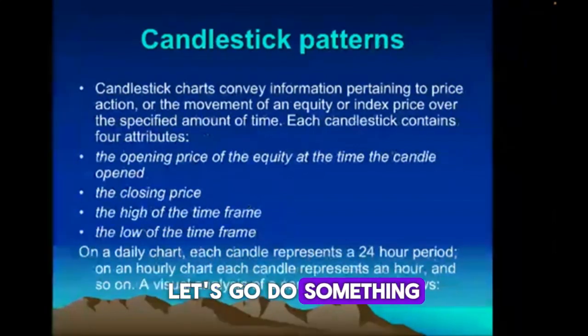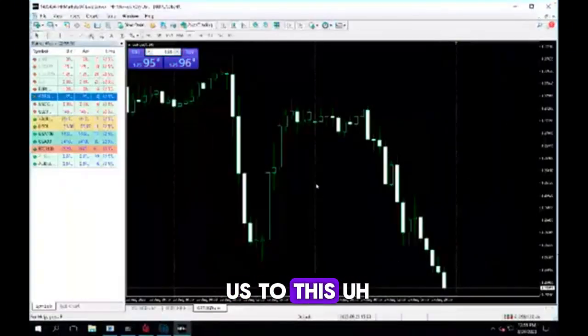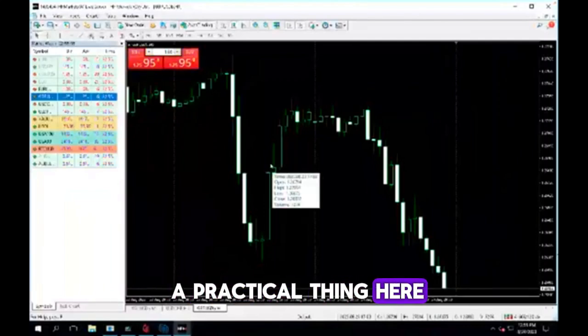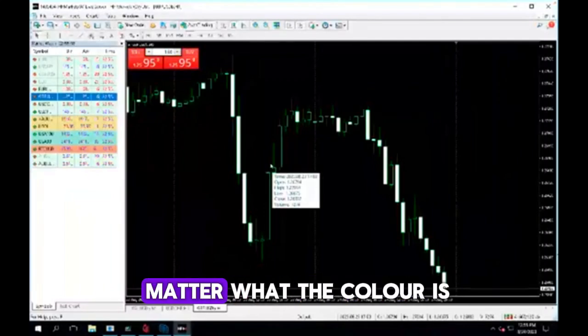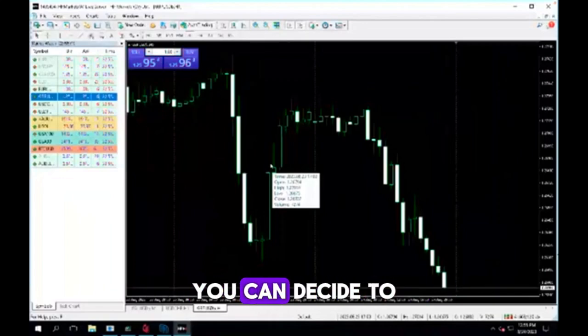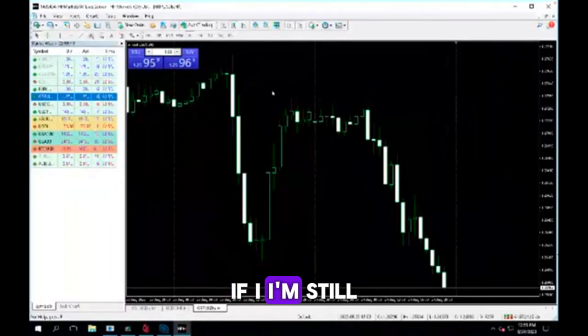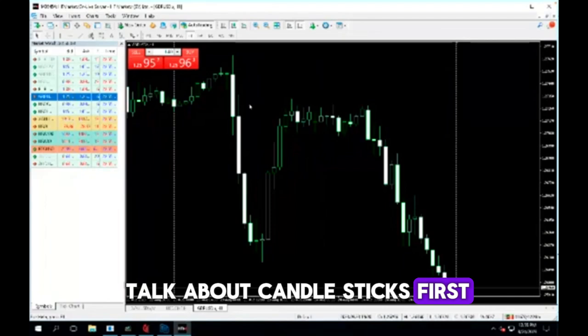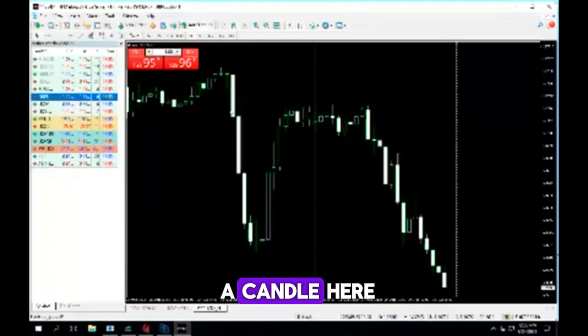Let's do something. I'm going to take us to this chart here. I want you to see this. This is the practical thing here. Now, it doesn't matter what the color is. You can decide to change the color of your candle. I'm still going to talk about the MT4 platform, but we want to talk about candlesticks first. So here we have a candle here.